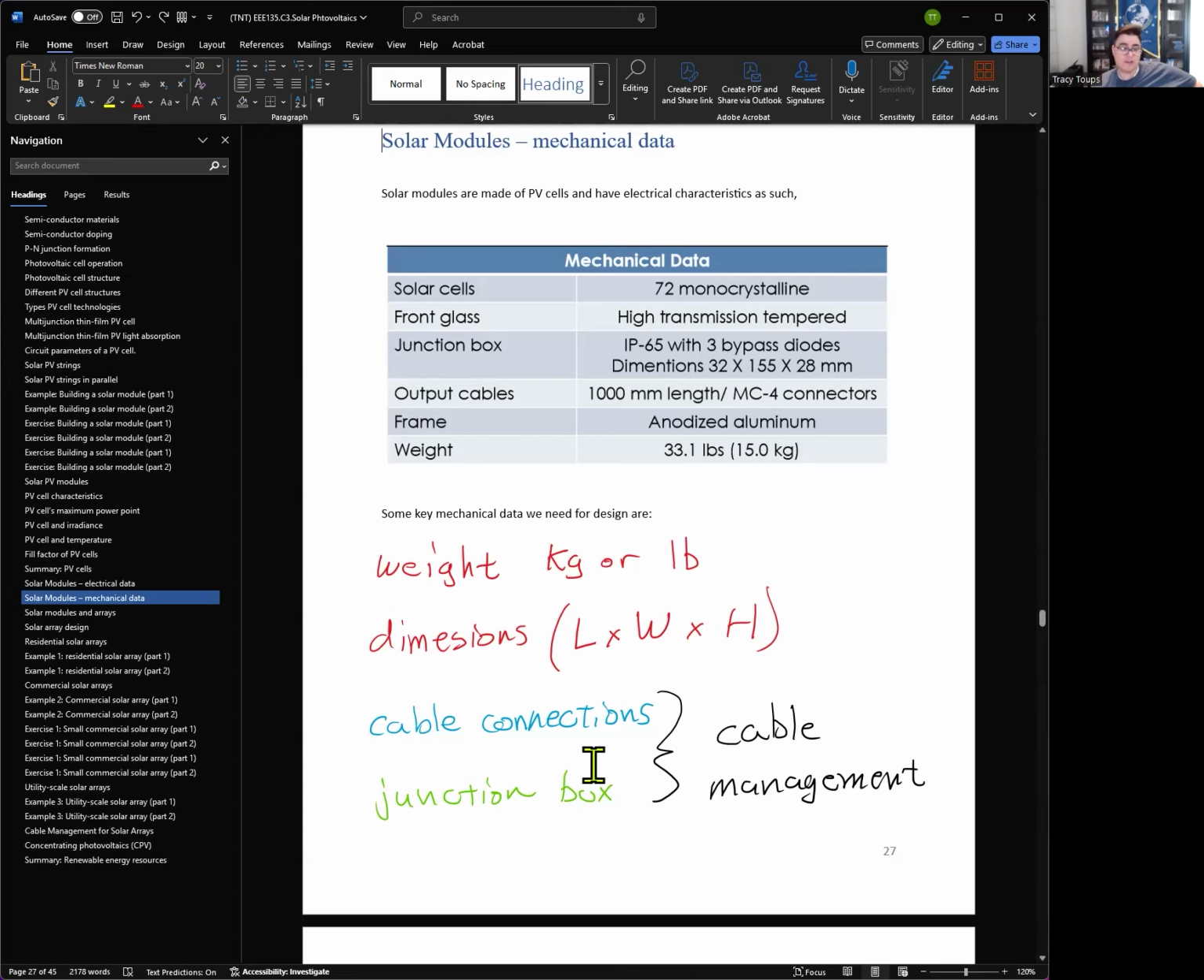Okay. Cable management wise, we've got cable connections. We're going to go buy spools of wire, then splice them and connect them. We have a junction box to put everything together, with some fuses and maybe some disconnect switches in there for safety. All this has to be done by NEC standards, the National Electric Code standards for solar panel installations. So you can't just DIY whatever you want.